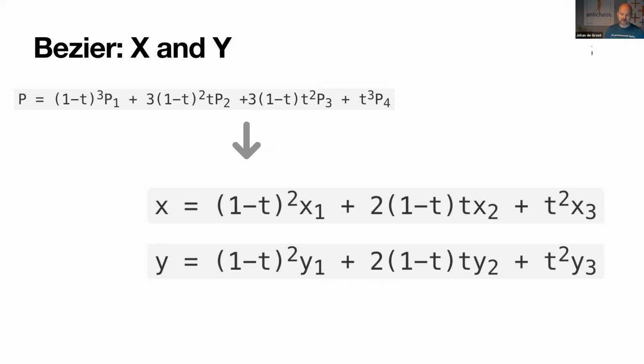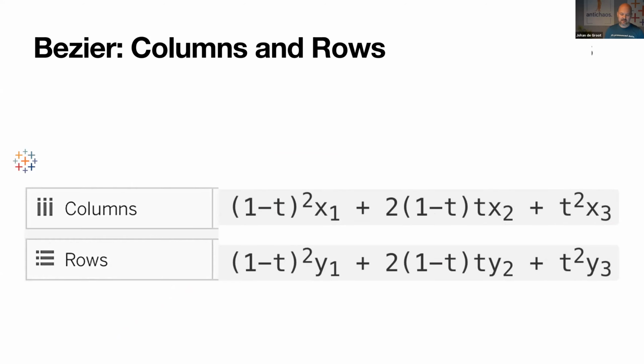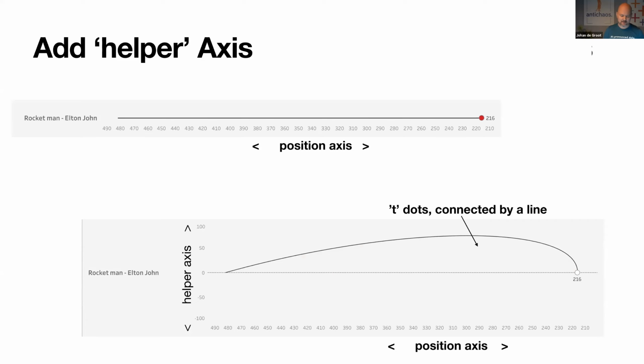And where in math you've got the x, in Tableau you've got the columns. And similar with y and the rows. So this translates to Tableau into this one. A Bézier curve is obviously not a straight line, so we need to draw more than 2 points. And if Elton John's Rocket Man jumps from 482 to 216 in the list, where do these data points need to be drawn? The answer lies in extra axis.